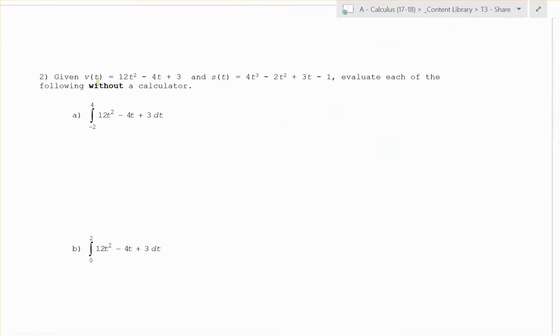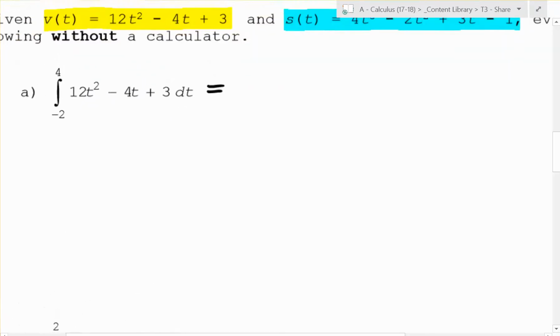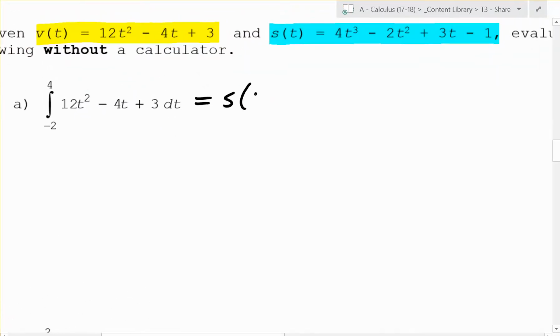So in this case, we are given a velocity function and we are given the associated position function. We're going to evaluate each of the following without a calculator. So the way we do this is we need to figure this one out. As the fundamental theorem of calculus tells us, we need to evaluate the position function at 4 and subtract the position function at negative 2.